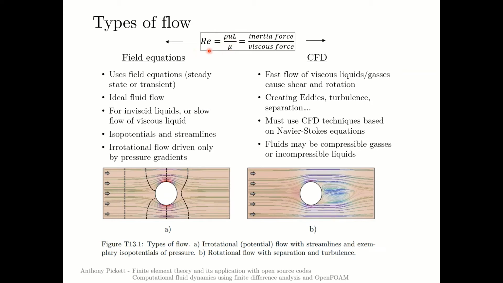If this Reynolds number, which is dimensionless, is less than about 2,600, you should be using a field equation method. If it's above about 4,000, you should be really thinking of using this CFD technique. And as I say, between this 2,600 and 4,000, there is a transition phase where it could be a slow flow type analysis with field equations, or it might become a problem that involves eddies and turbulence.